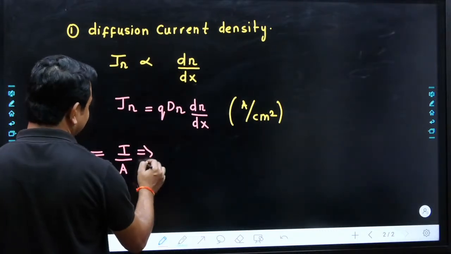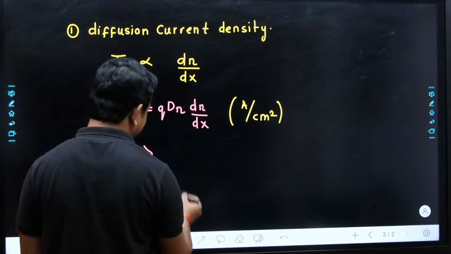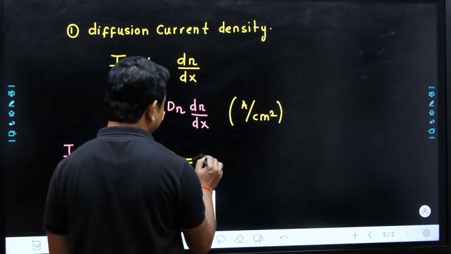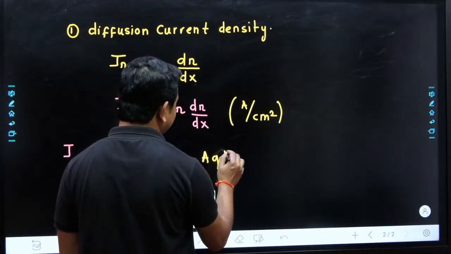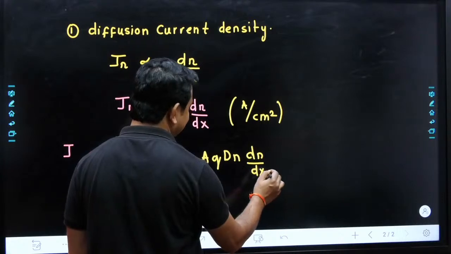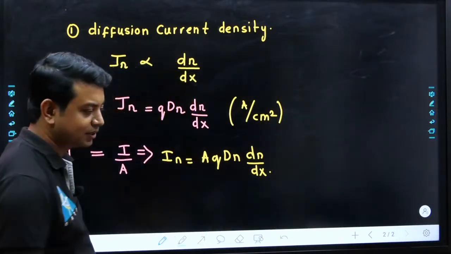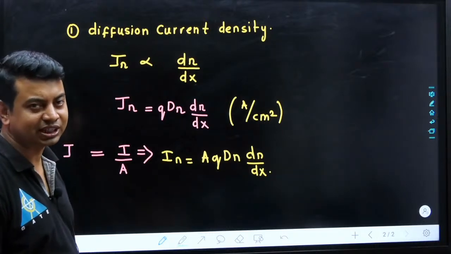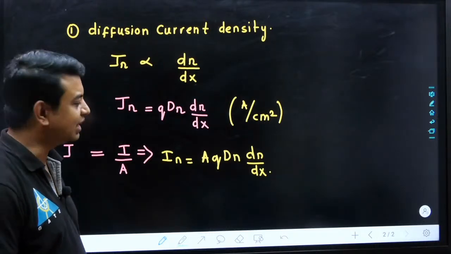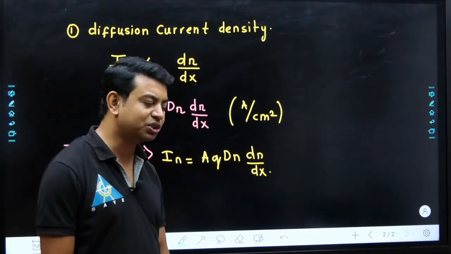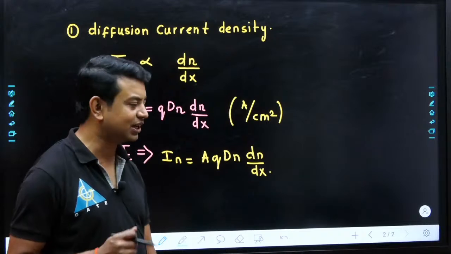If you want to write what is current here, then we just take this one, I n is equal to A q D n dn by dx. This is the way by which we can put this equation. There is a small confusion about the sign, what sign we have to take here. So, I am going to reduce that confusion in this lecture.